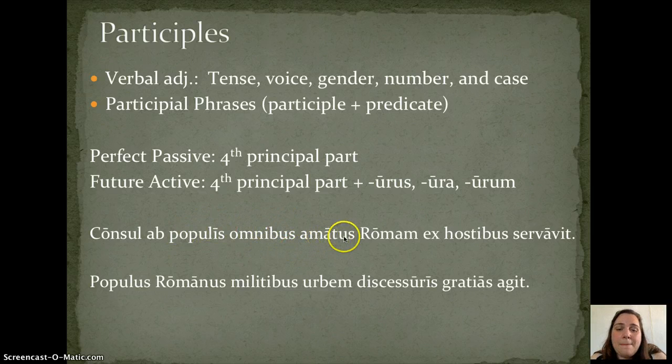Now, we also have this participial phrase in here. We have the participle amatus, which is the 4th principal part of the verb amo, which means this is the perfect passive participle, and it is in the nominative singular masculine. So if this is an adjective that has to be describing a noun in the sentence, then it is describing the nominative singular masculine consul, okay? So the consul, having been loved or loved ab populis omnibus, ablative of agent, by all the people, saved Rome from the enemy, okay?